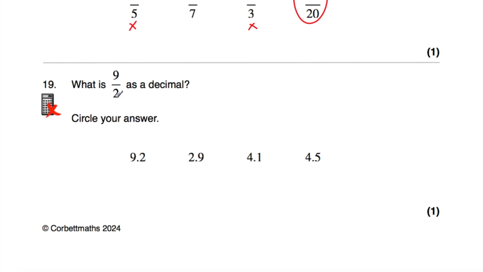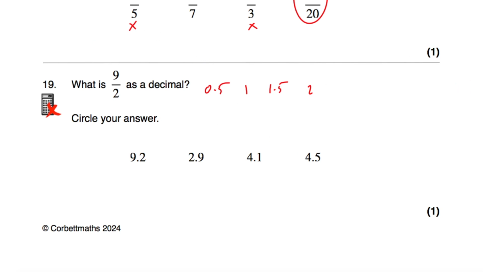So here we've got 9/2, so we could count up in halves. That would be 0.5, 1, 1.5, 2, 2.5, 3, 3.5, 4, and then 4.5, and that is 1, 2, 3, 4, 5, 6, 7, 8, 9. So that's 9/2. So the answer would be 4.5.